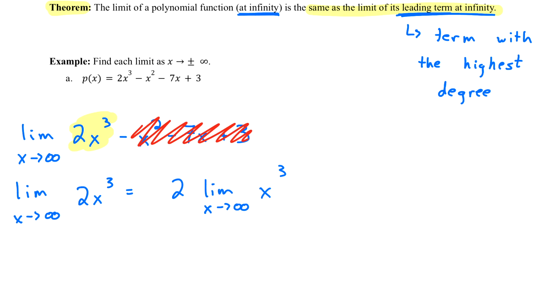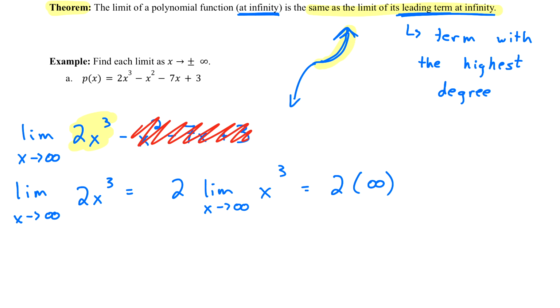Since we know what the graph of x cubed looks like, or if we don't, you can draw a quick picture and say, okay, we want to know as x approaches infinity, so we're talking about the right end behavior. What is our graph doing as we move to the right? What y value are we approaching? Well, in this case, it's going up and up and up, so we're approaching positive infinity. So here we've got 2 times positive infinity.